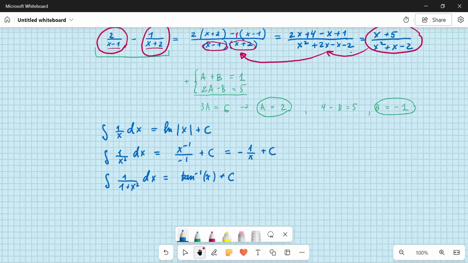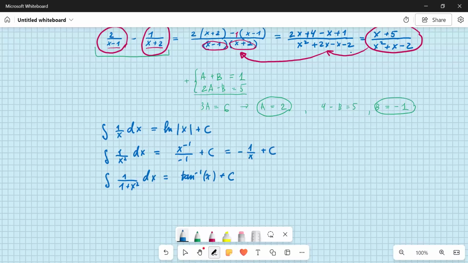Let's try to integrate our first small fraction, 2 over x minus 1. So let's calculate the integral of 2 over x minus 1 dx. Comparing it to the integral of ln, if you make a simple substitution, u equals x minus 1, du equals dx, we are going to have 2 du divided by u, and that's going to give us 2 ln of the absolute value of u, which results in 2 ln of x minus 1.